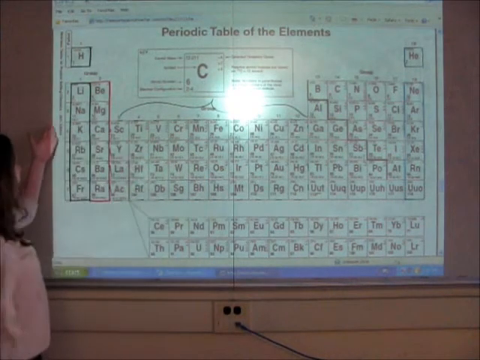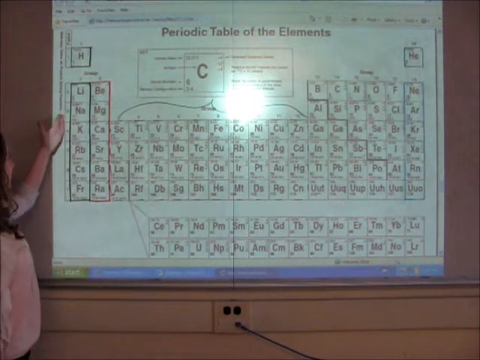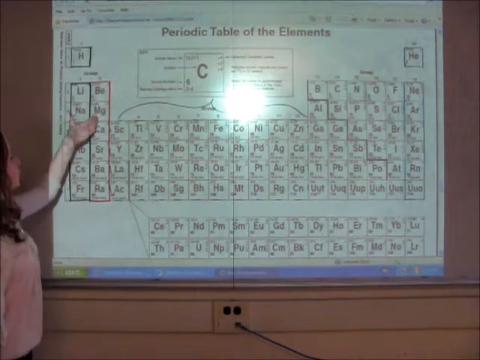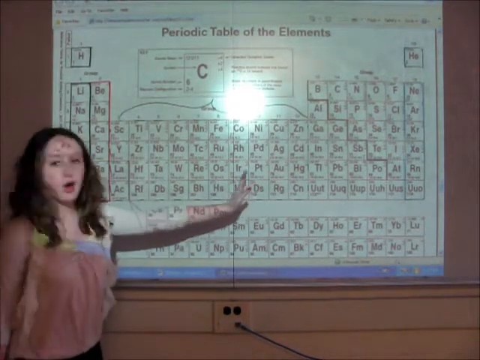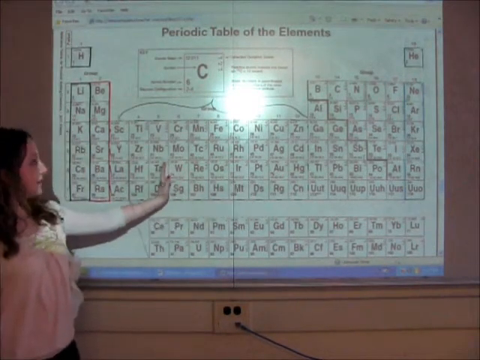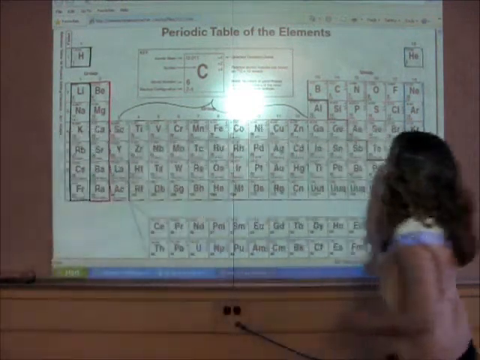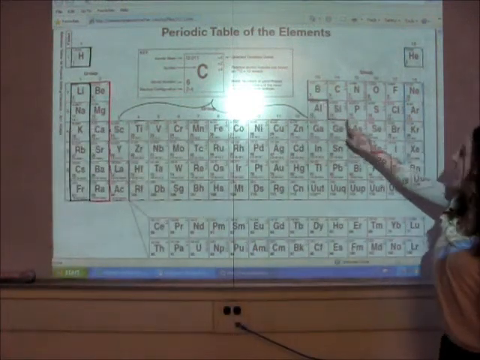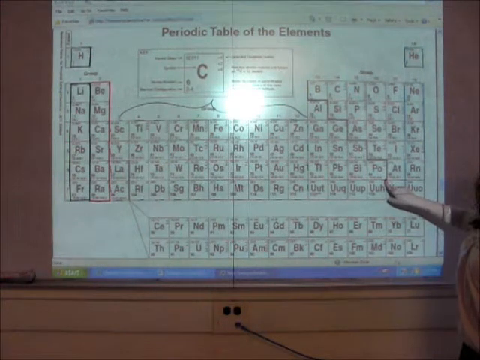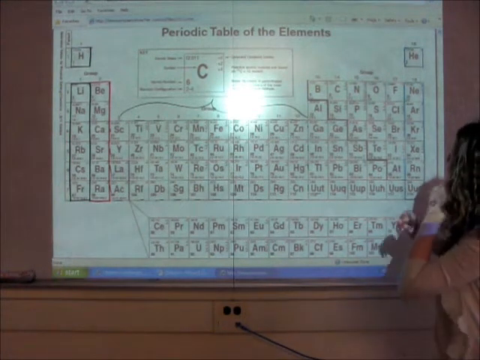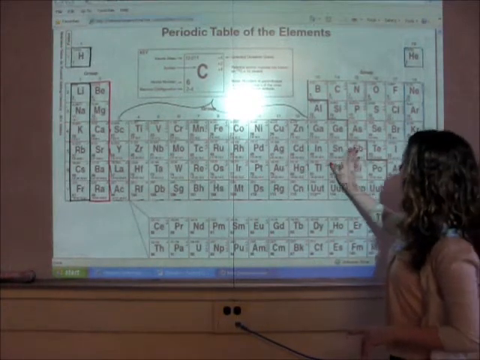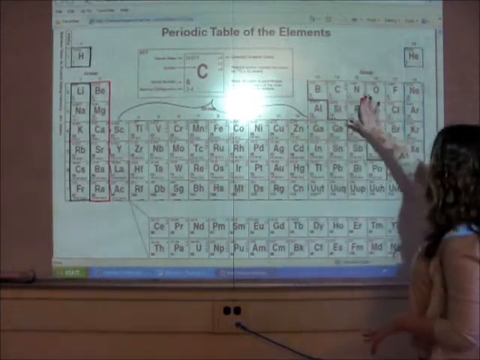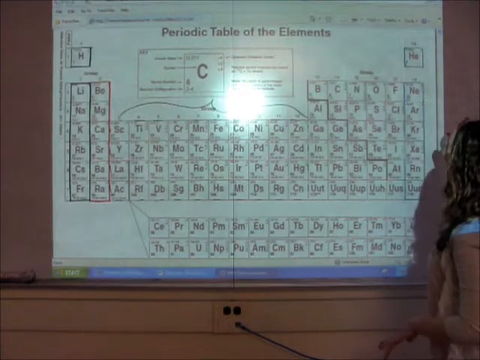Okay, so group 1 is the alkali metals, and group 2 is the alkaline earth metals. Groups 3 through 12 are the transition metals. This is the metalloid line, and all the elements that are touching this line are metalloids. All the elements on this side are metals, and all the elements on this side are nonmetals.